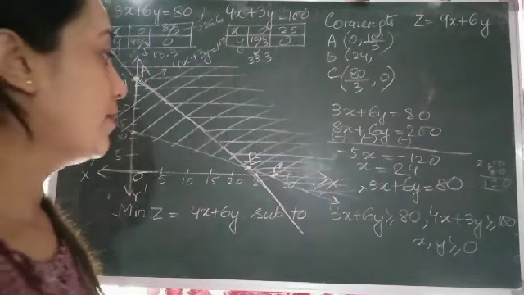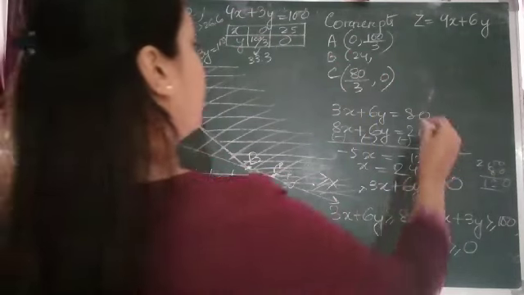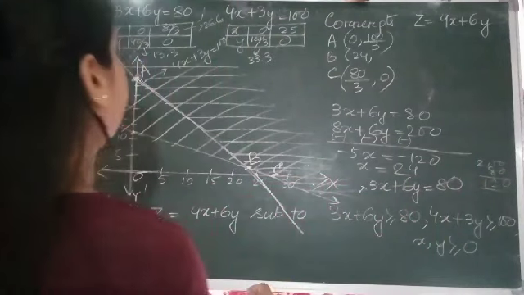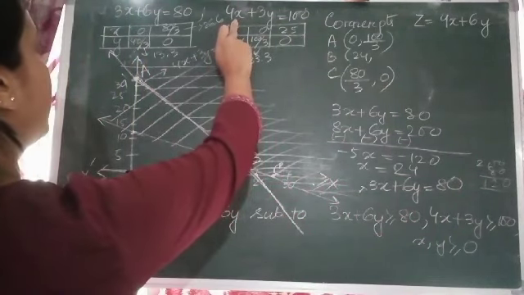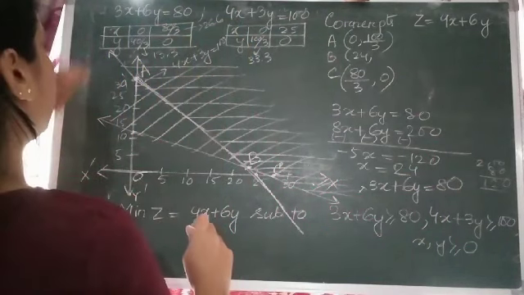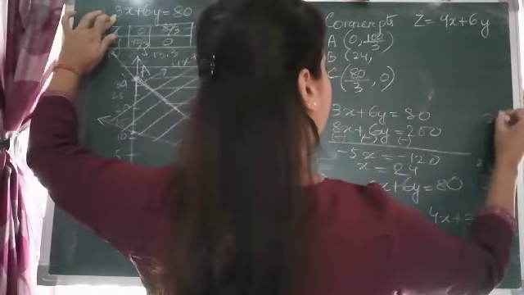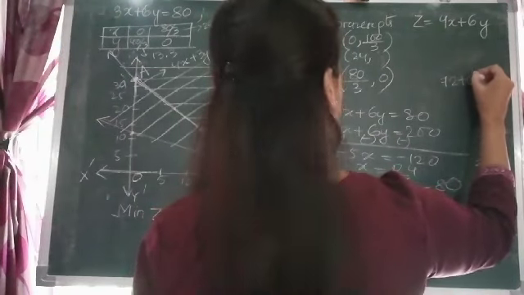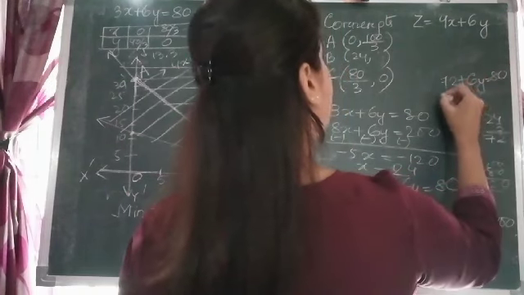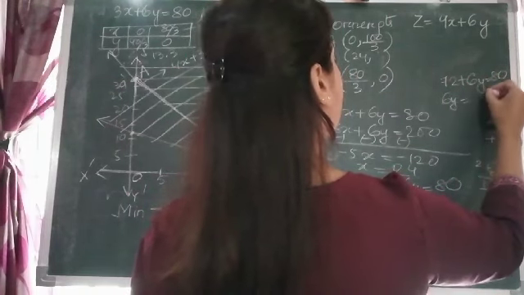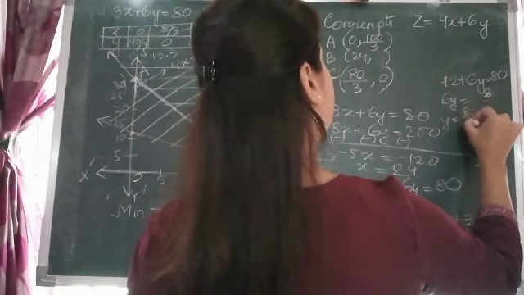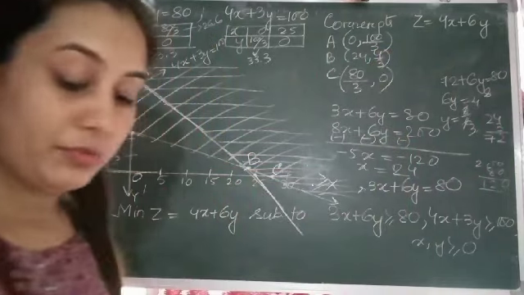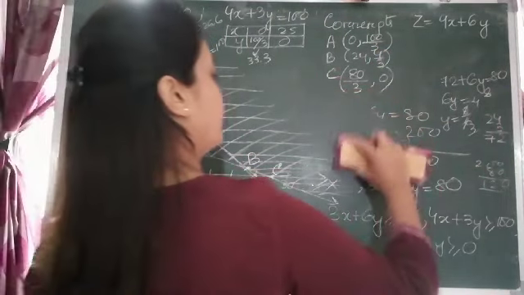Next find the value of y. So x is 24, I'll substitute here, or you can do it here also. So 3 into 24, 72. So 72 plus 6y equals 80, and 6y will be equal to 80 minus 72, 8. So y is equal to 8 by 6, that is 4 by 3. So substitute these values and find Z.